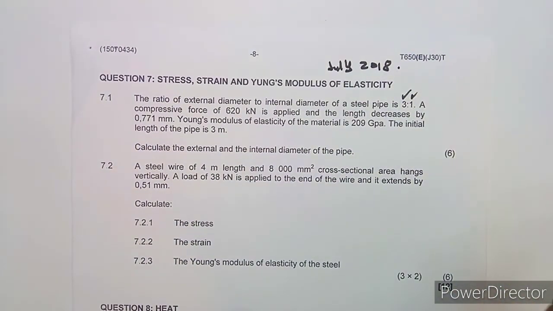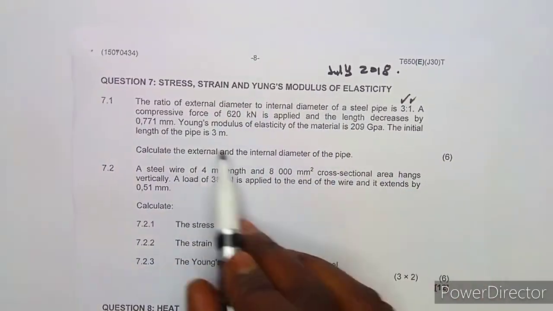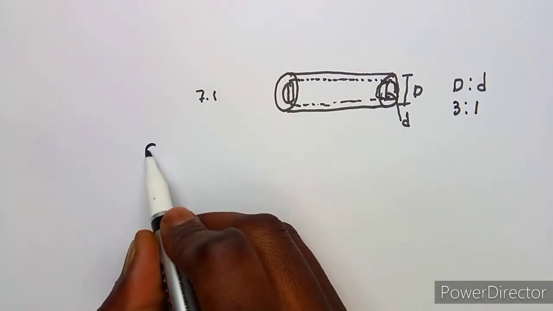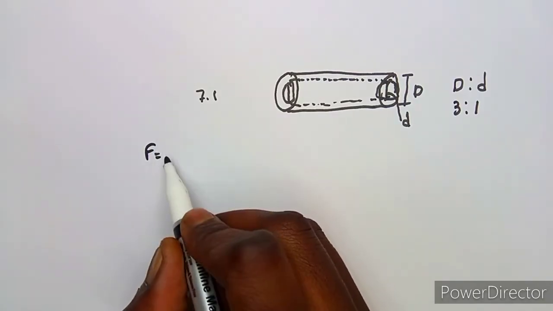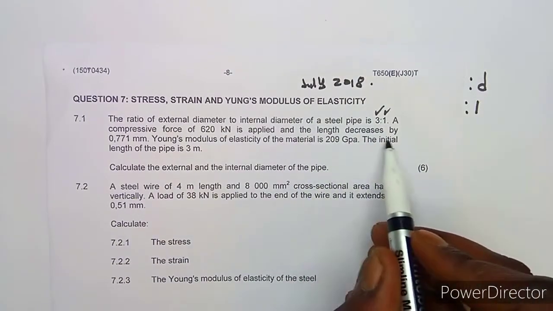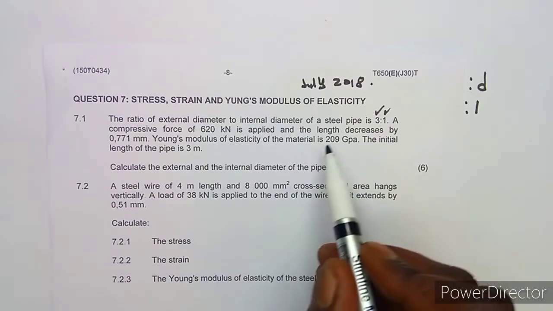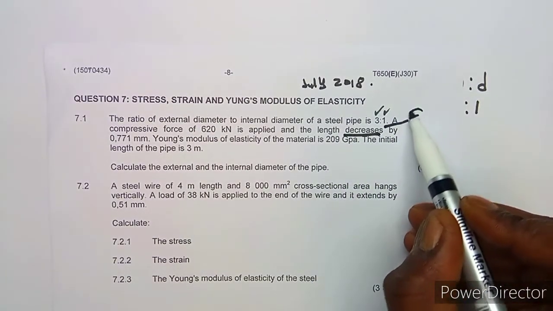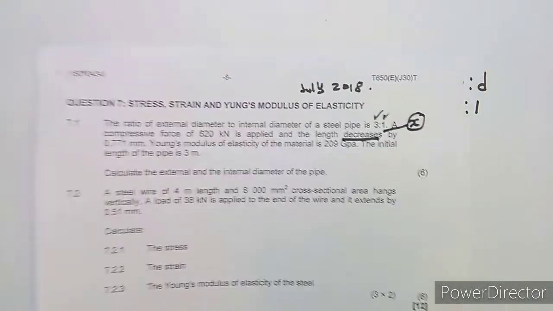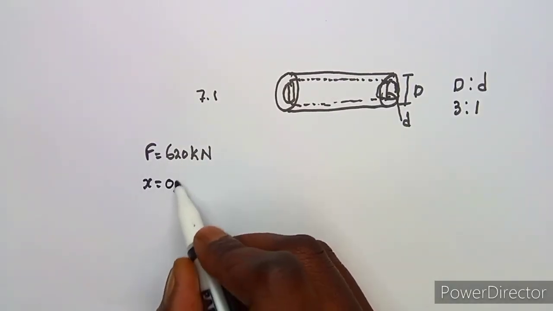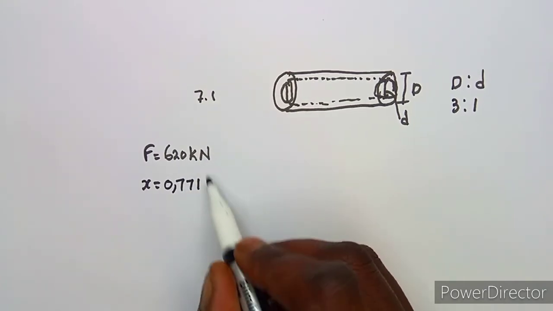Then let's take our information, then I'll explain the other things later on, because there's so much that we need to explain. We are given a compressive force also of 620. So let's list our information. Our force is 620 kilopascal, and remember kilo means to the exponent of 3. And the length decreases by, which means you are given the change in length, x, which is an extension of 0.771 millimeters.